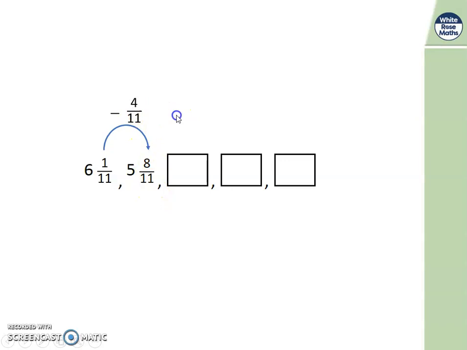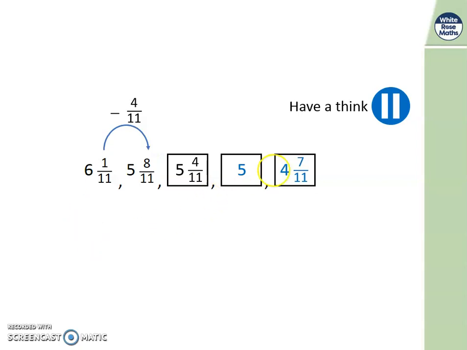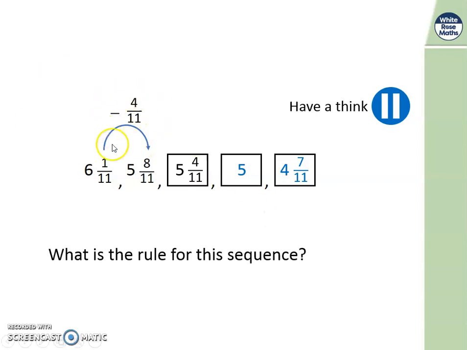Take away 4 more, we get to 5 and 4/11. Take away 4 more, have a think, it's 5 whole ones, and take away 4 more. What's 11 take away 4? Correct, 7. So I've got 4 whole ones and 7/11. What's the rule for this sequence? You can see we found it here with our consecutive numbers. It's 4/11.